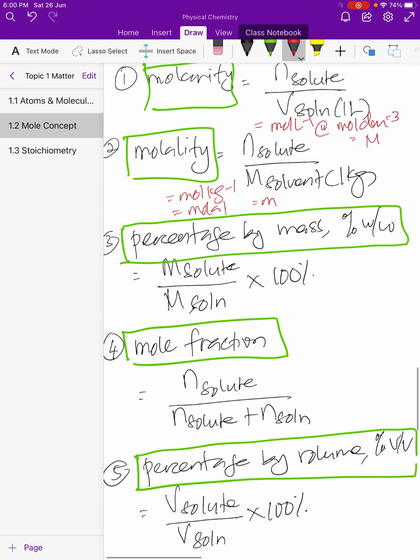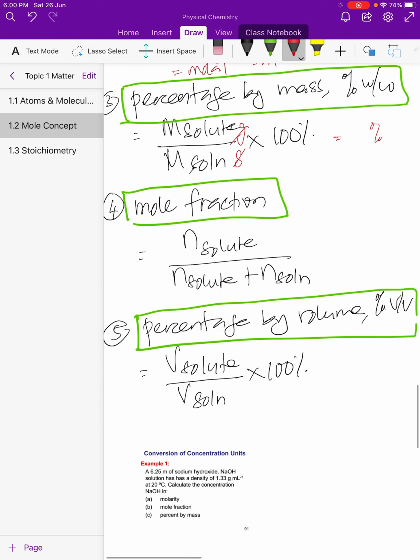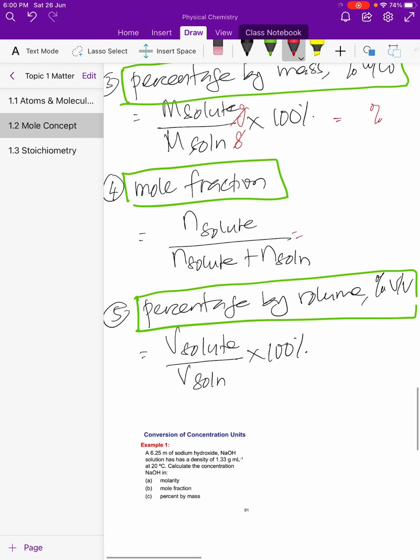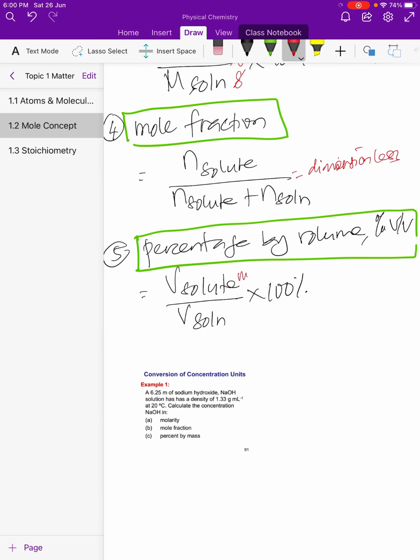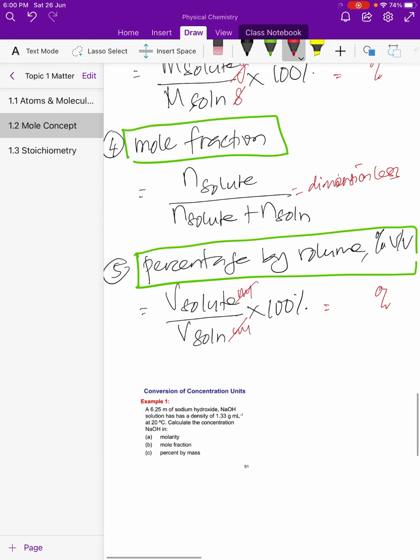Percentage by mass, because the gram and gram of mass can be cancelled, so it is only in percentage. Mole fraction is dimensionless. That means no unit, right? Percentage by volume, milliliter or liter can be cancelled, so this answer will be in percentage. Okay, those are the units.